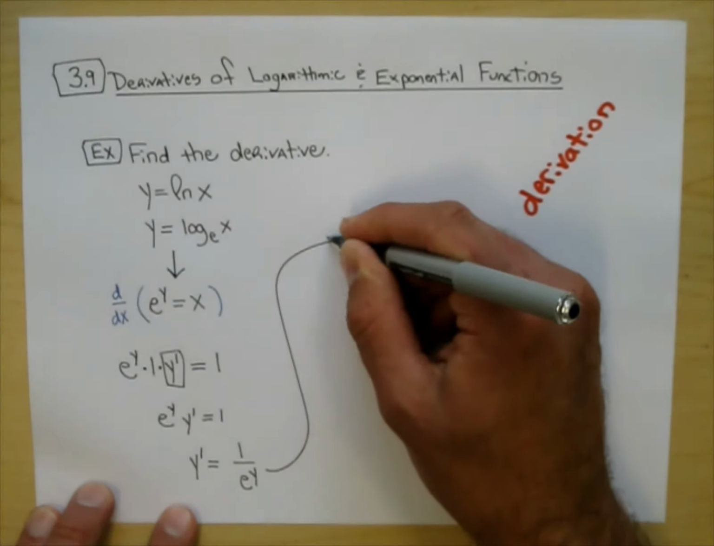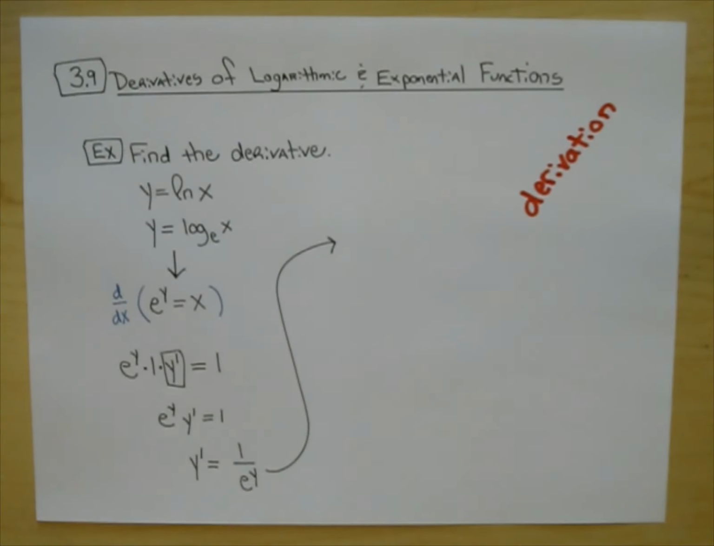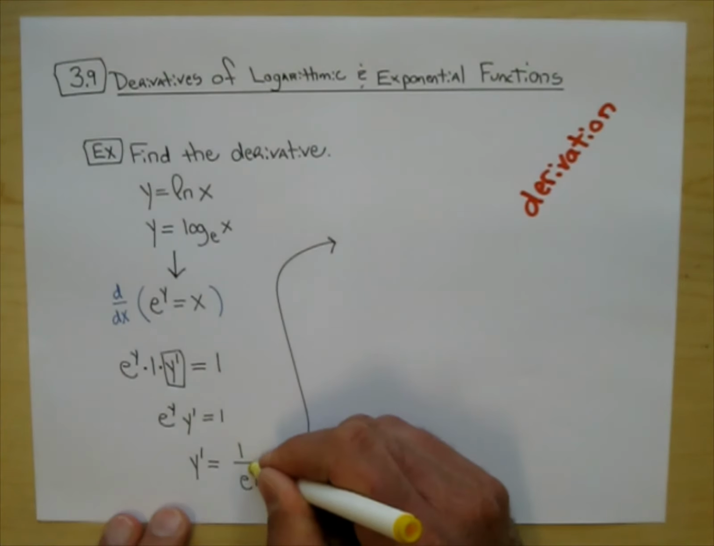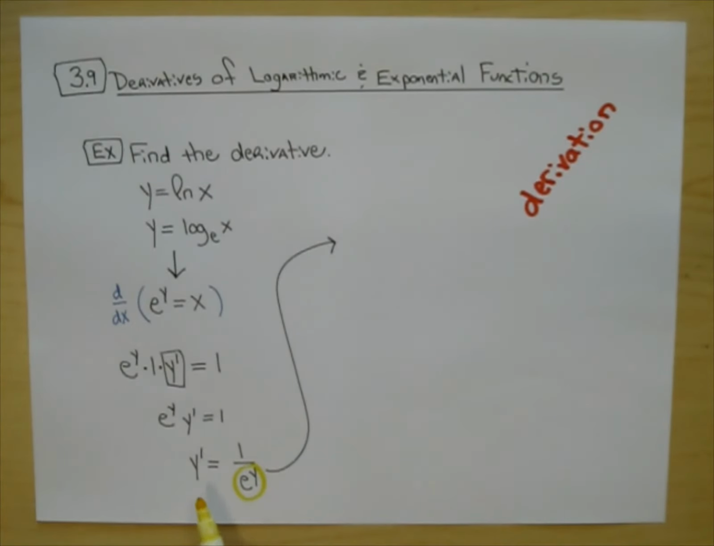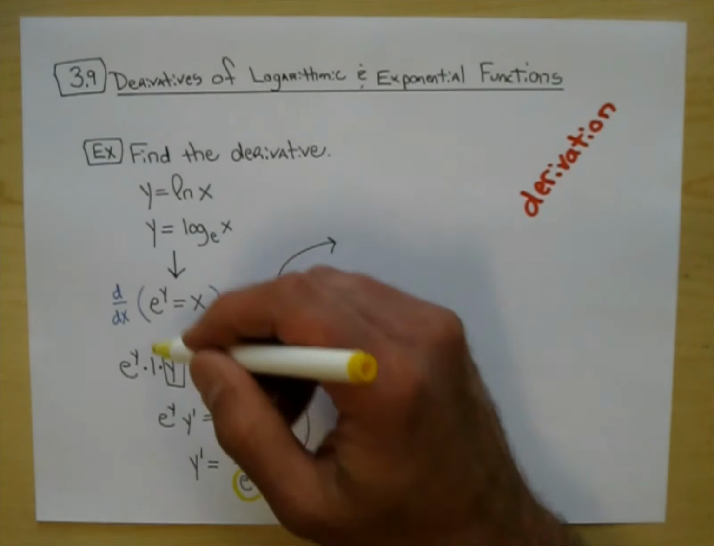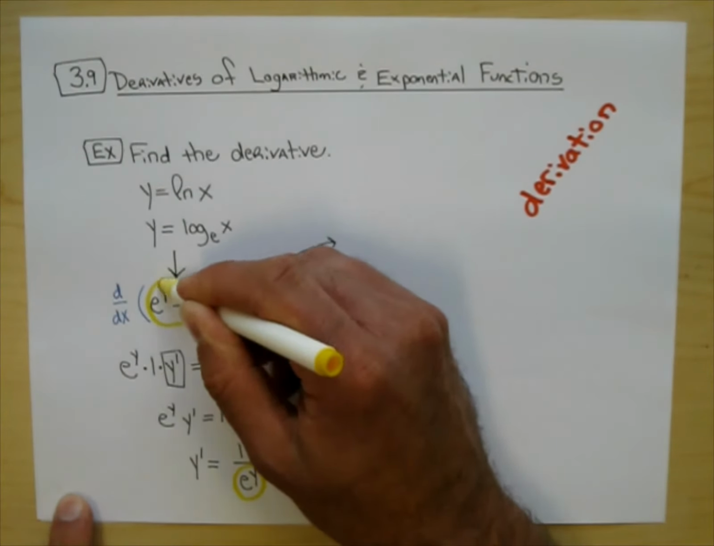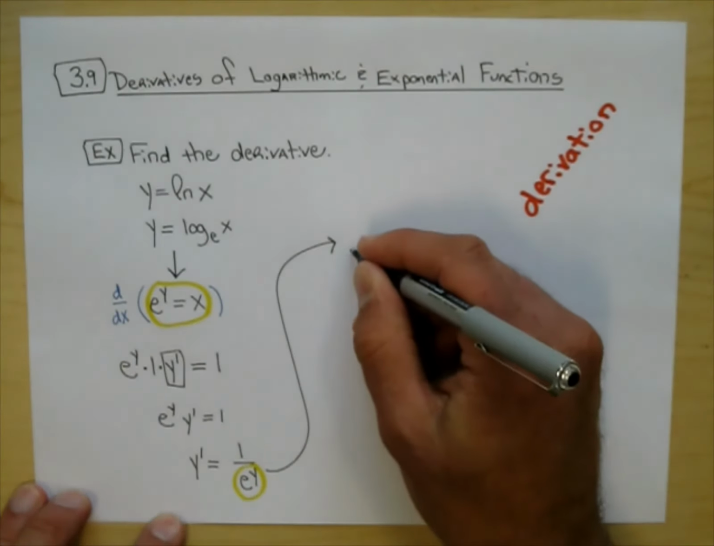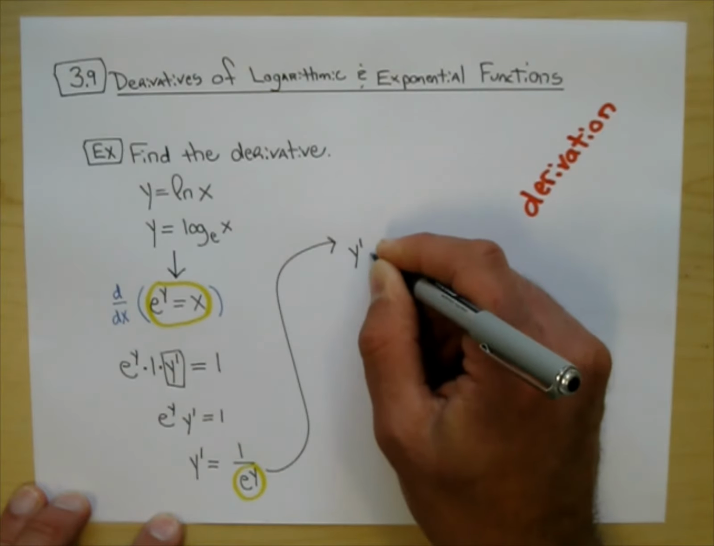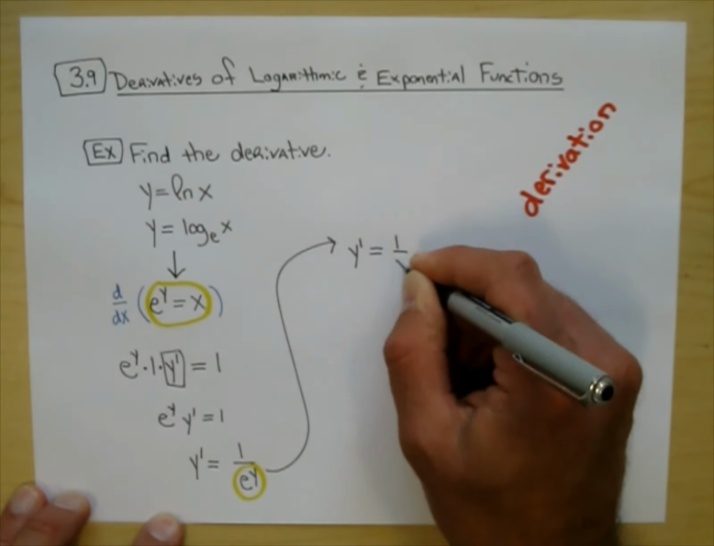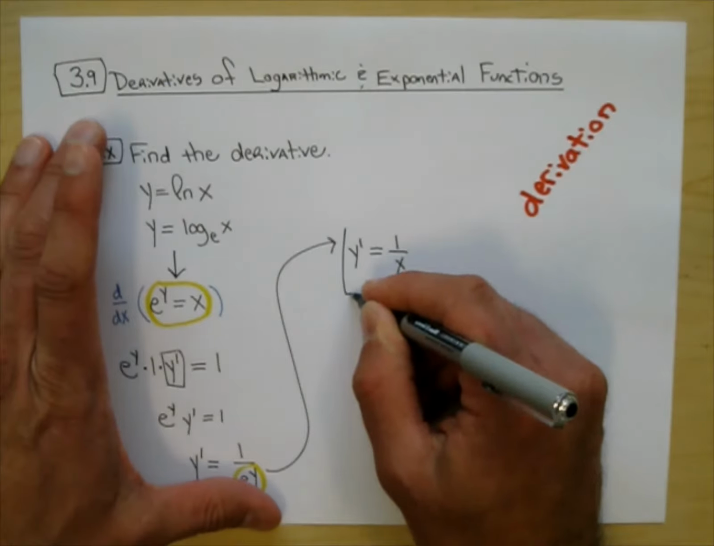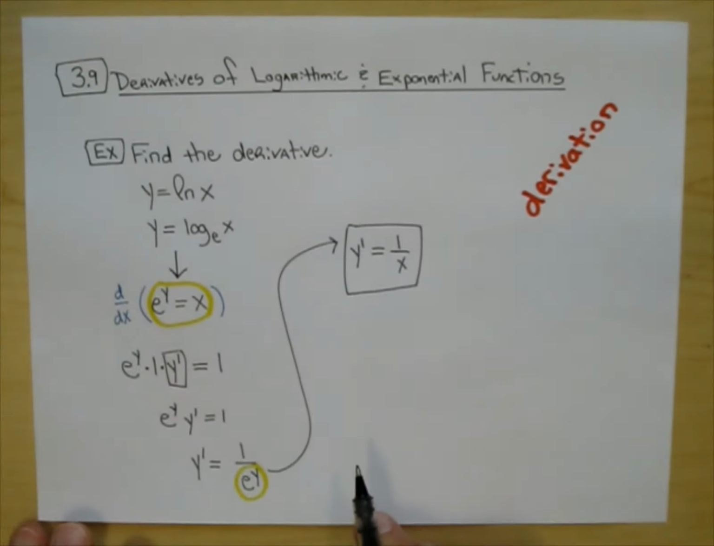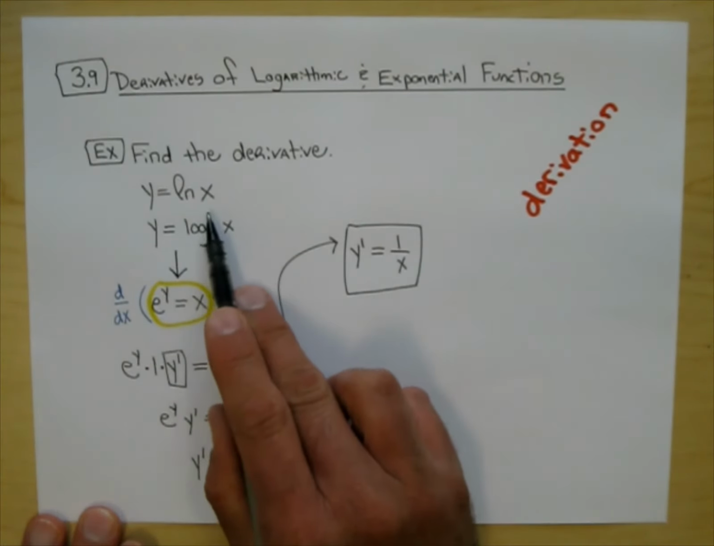So we'll move it up here. Now, look around. Where do you see e to the y? Because if we could, we would like to have our derivative just have x's in it on the right-hand side. Well, e to the y is x. So I'm going to replace that e to the y with an x. So what does y prime equal? Y prime equals 1 over x. And so that is the derivative of the ln x.